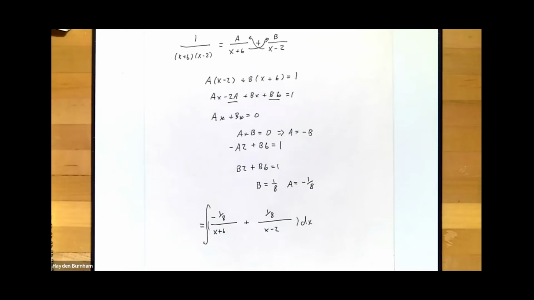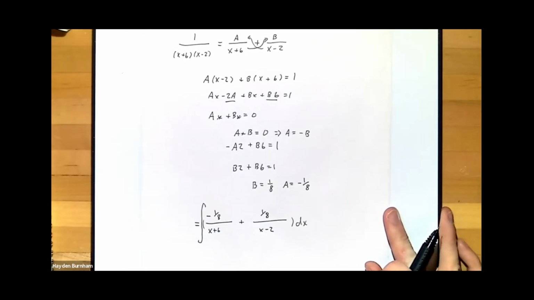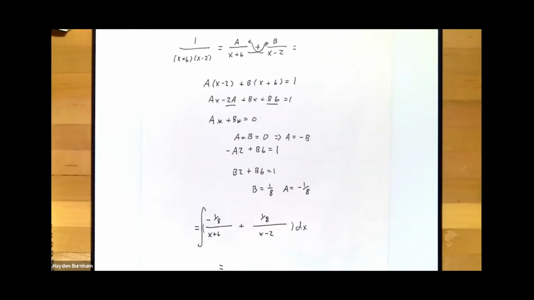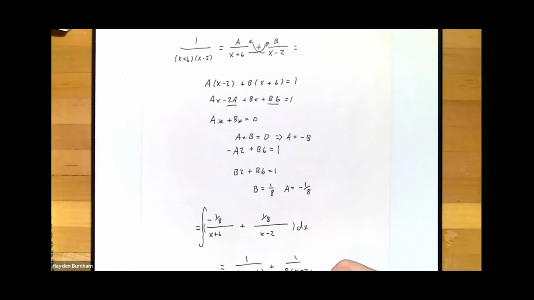Okay. Did you mean... Sorry, say that one more time. All right, so he said you can pick an x value that sets the denominator equal to 0. So if you're trying to solve for b, you want to have the denominator for a equal to 0. Would that get you something like this, where it's 1 over negative 8 times x plus 6 plus 1 over 8 times x minus 2?